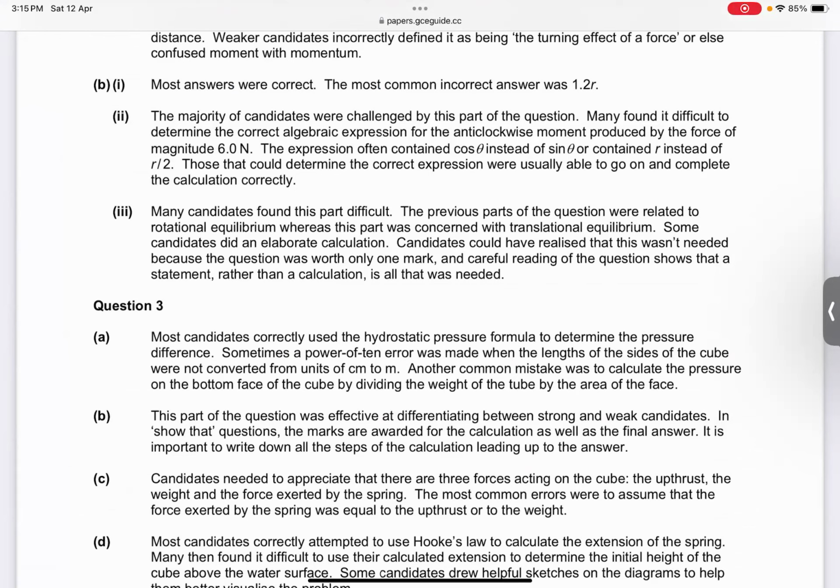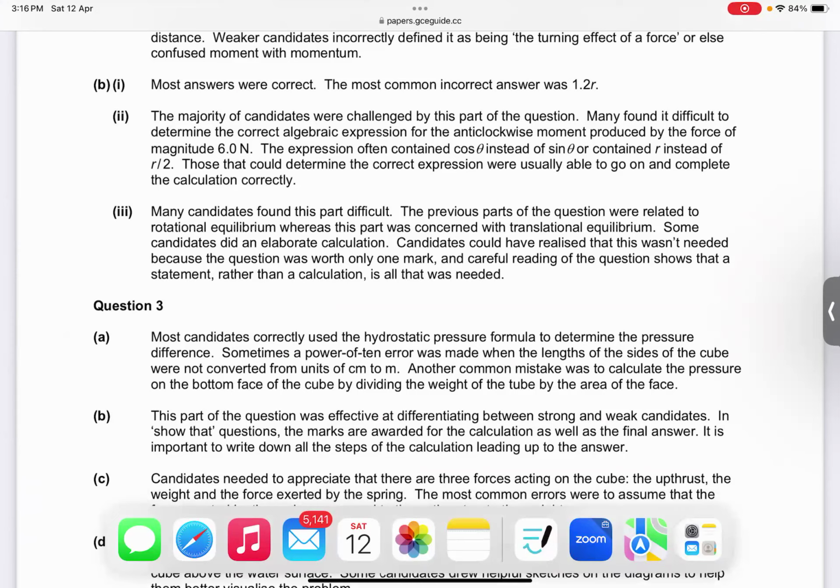Some candidates did not elaborate the calculation. Candidates could have realized that an elaborate calculation wasn't needed. You don't have to show anything, you just put the value, and careful reading of the question should help. Okay, let's move on.